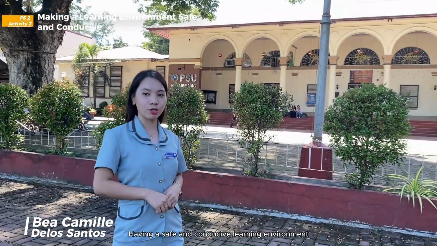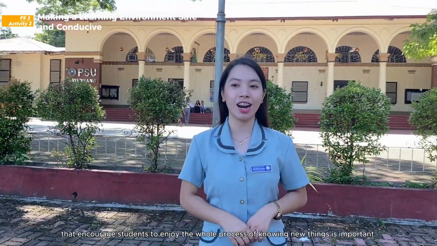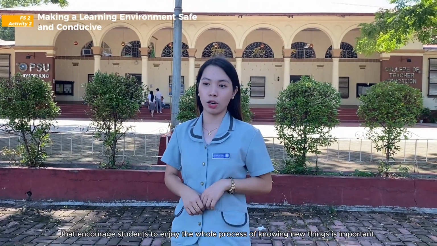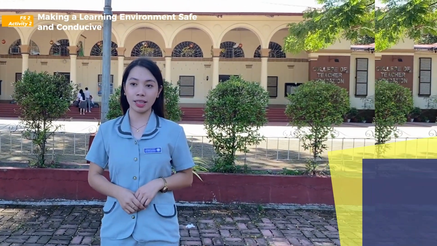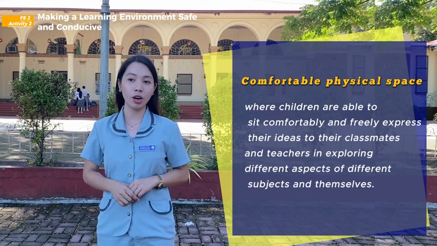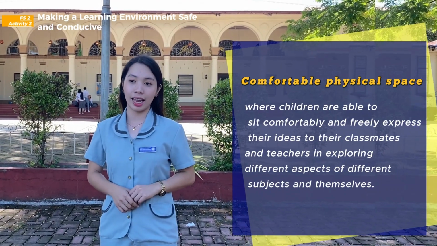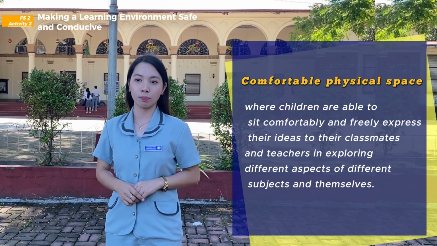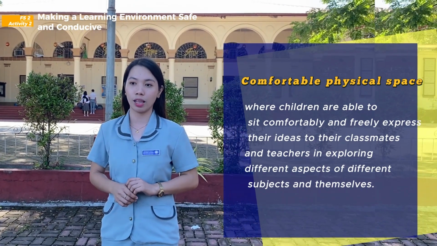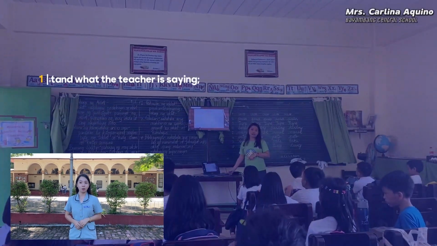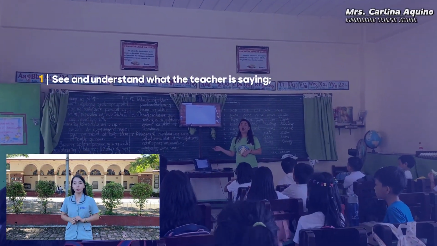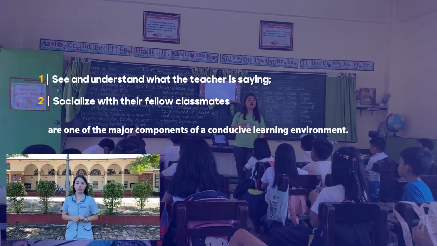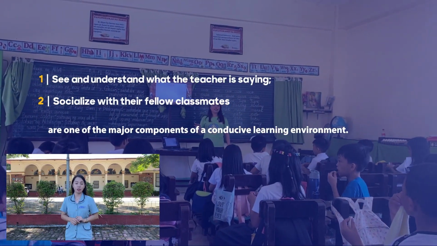Having a safe and conducive learning environment that encourages students to enjoy the whole process of knowing new things is important. It means a comfortable physical space where children are able to sit comfortably and freely express their ideas to their classmates and teachers, exploring different aspects of different subjects and themselves. Being able to see and understand what their teacher is saying, as well as socialize with their fellow classmates, is one of the major components of a conducive learning environment.